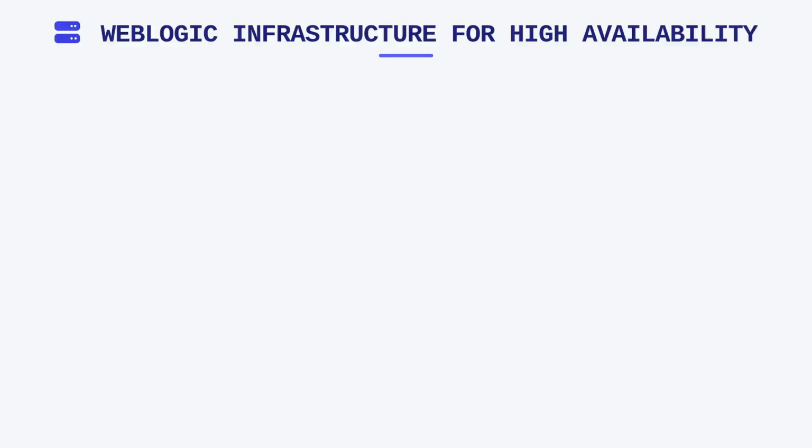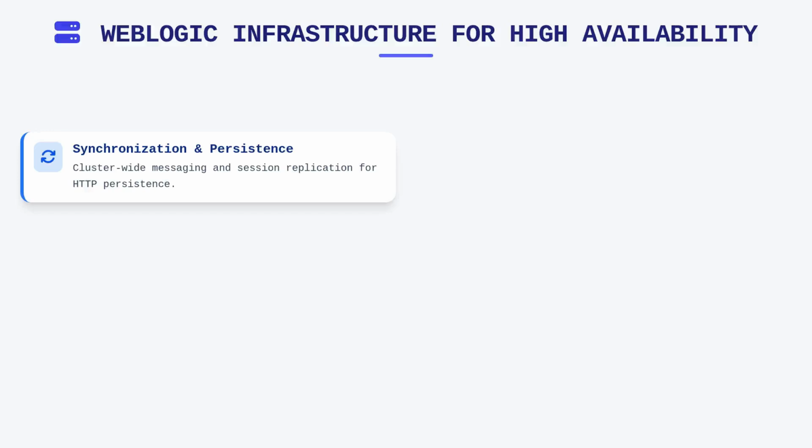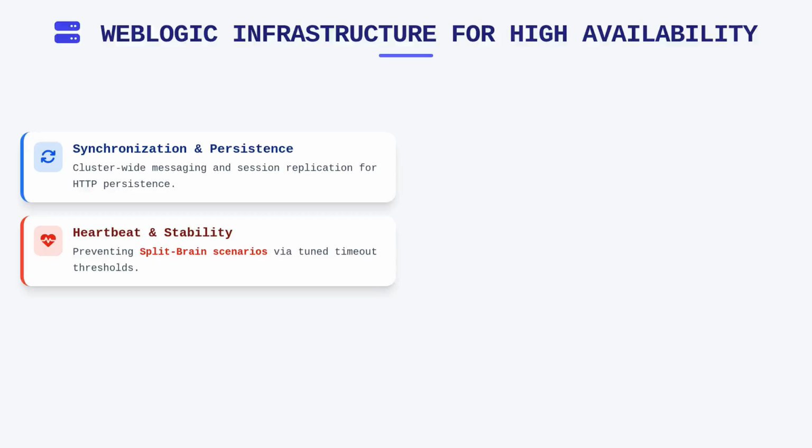Effective high availability also relies heavily on the underlying Oracle WebLogic infrastructure that hosts the FLEXCUBE application. We must consider the synchronization of caches and the persistence of HTTP sessions across the cluster nodes, which is achieved through the configuration of cluster-wide messaging and session replication. If your infrastructure lacks a robust heartbeat mechanism between nodes, the cluster may suffer from split-brain scenarios where multiple servers attempt to lead the same task, resulting in data corruption or transaction inconsistency.